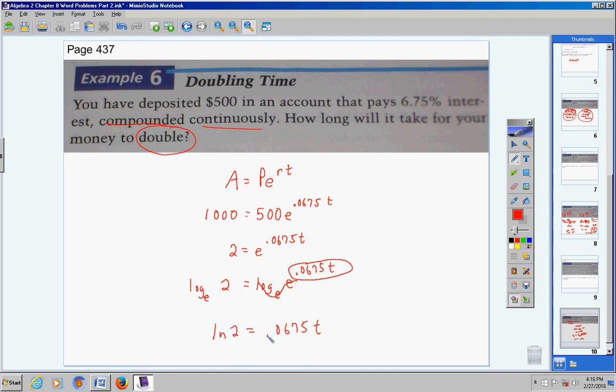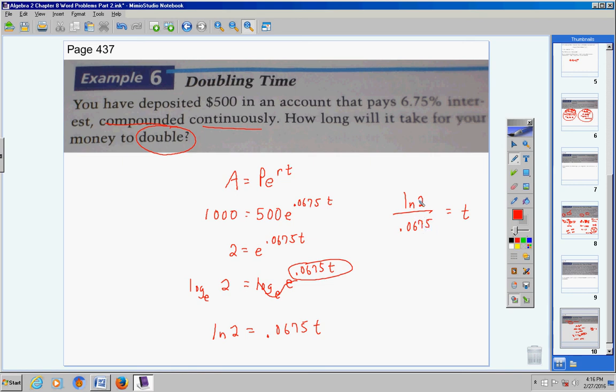Now, to get t by itself, we'll divide both sides by this number. So I would have natural logarithm of 2 divided by 0.0675 equals t. Divide this side by 0.0675, and you're left with t. And that's it, guys.